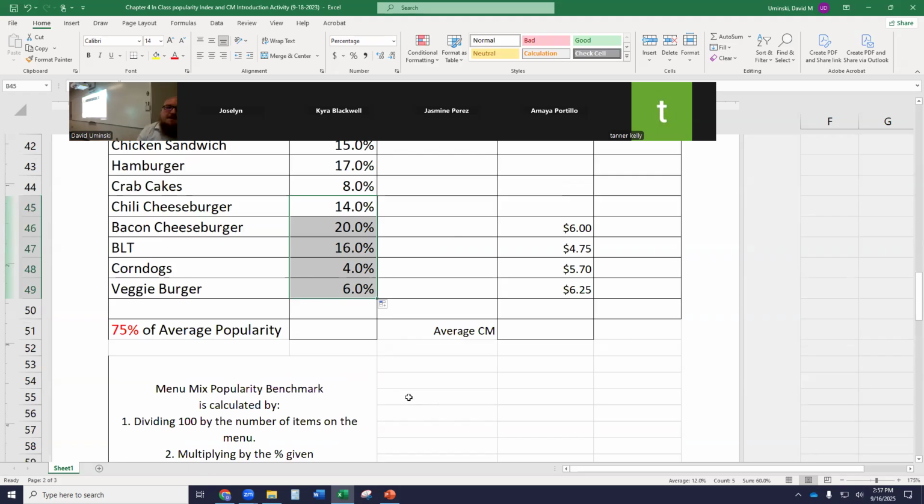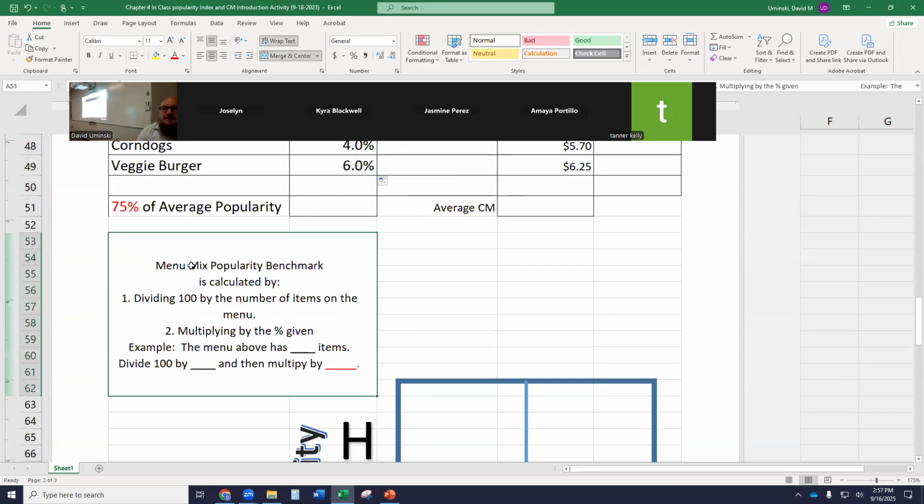Okay. We have to find the popularity benchmark. What is a benchmark? We know what a benchmark is? You've heard it before? Like a basis. Yeah, it's the basis. Thank you, Andrew. Right, that's the number that we're going to look at to compare everything else to, right?